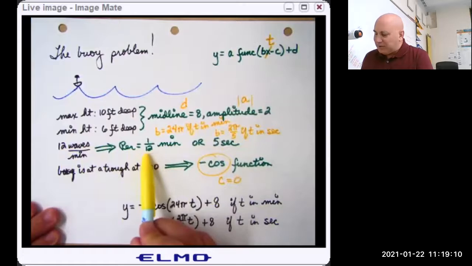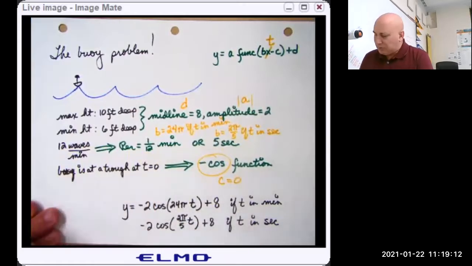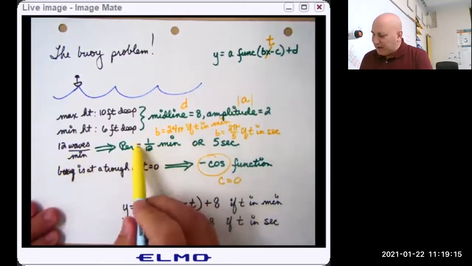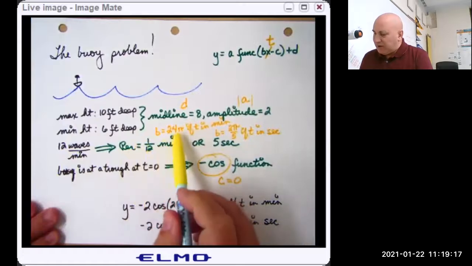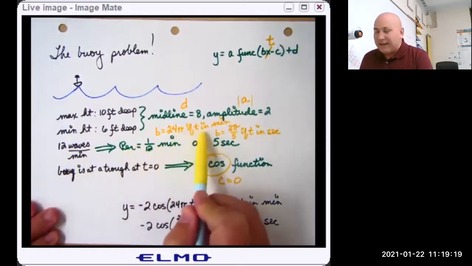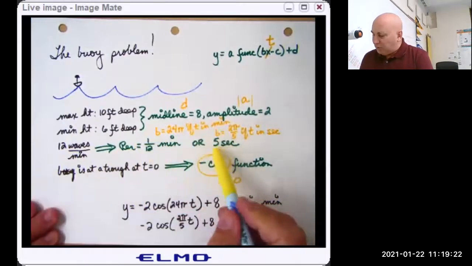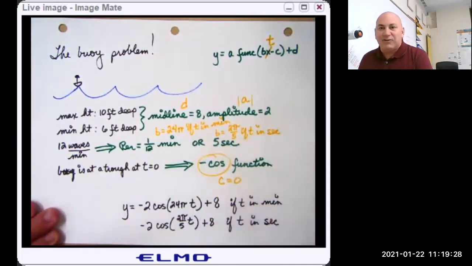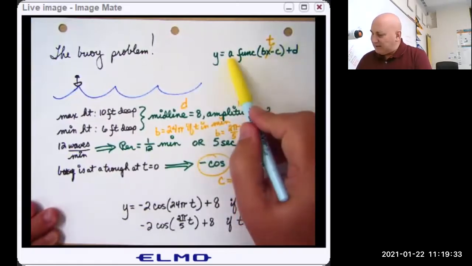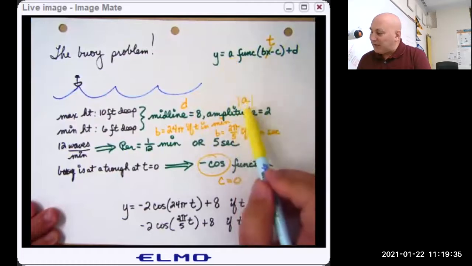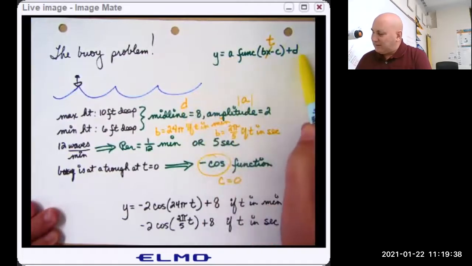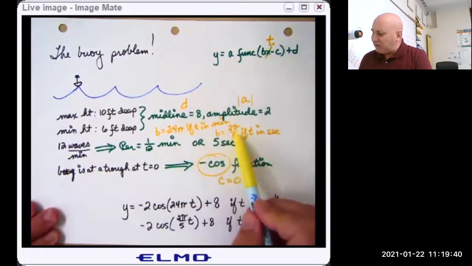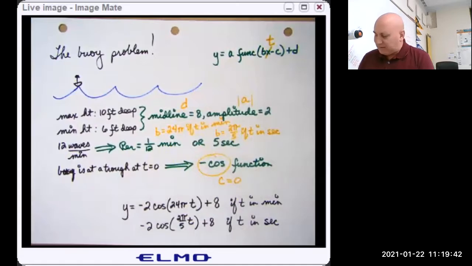Well, remember that the period is 2 pi over b. So I can set 2 pi over b equal to 1/12, and so b is equal to 24 pi if t is measured in minutes. Or 2 pi over b equals 5, so b is 2 pi over 5 if t is measured in seconds. So now I've got the absolute value of A, I've got D, and I've got B measured in either minutes or seconds.